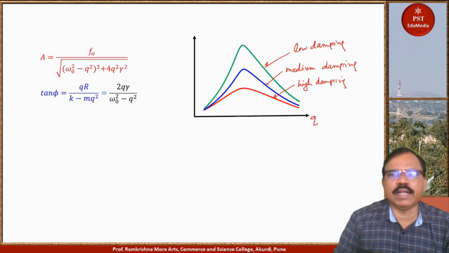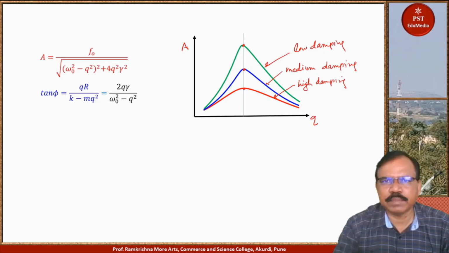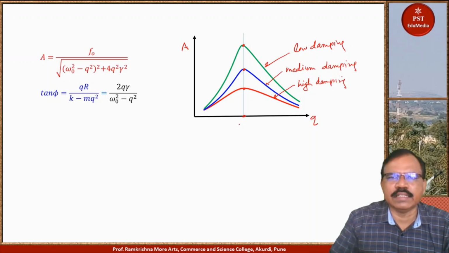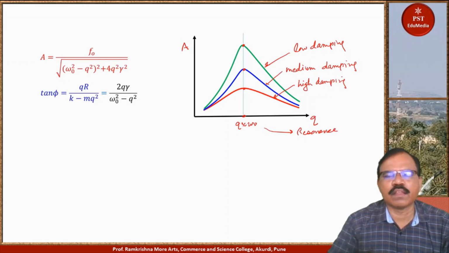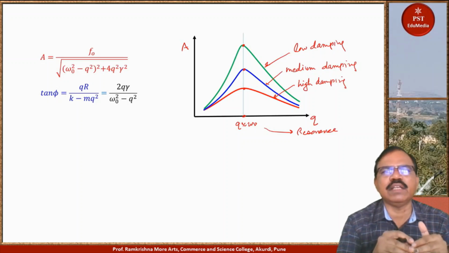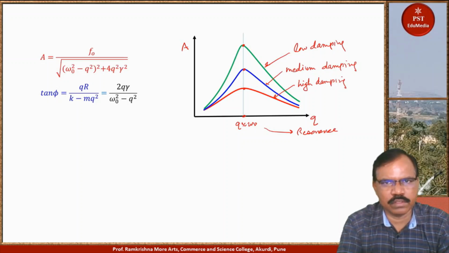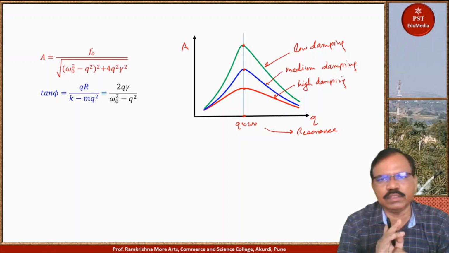Here frequency of applied force is on this axis, amplitude on this axis. So see here, amplitude is maximum for low damping. Amplitude is maximum at a certain frequency, and this is equal to the natural frequency. And this is called resonance. So what is resonance? When the frequency of applied force is equal to the natural frequency of oscillations, the oscillator oscillates with maximum amplitude. That is simply called resonance.